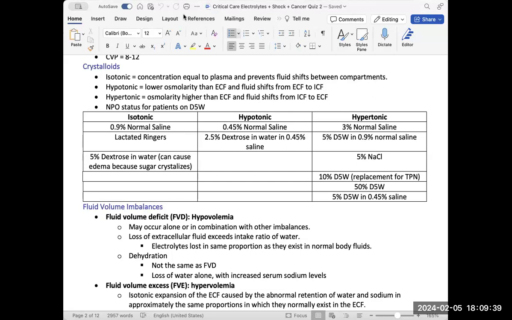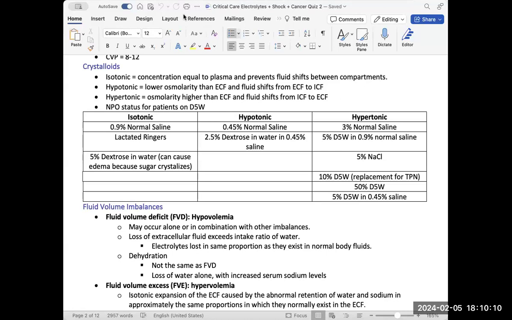And I think of that as anything that's almost half of those regular isotonic solutions, which really helps me identify which one is what type of fluid. So if I see 0.45 normal saline, I know that's half of isotonic, so I know it's hypotonic. And another example is 2.5% dextrose in water and 0.45% saline.